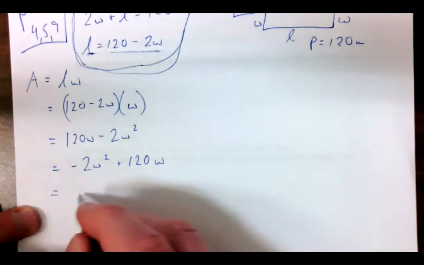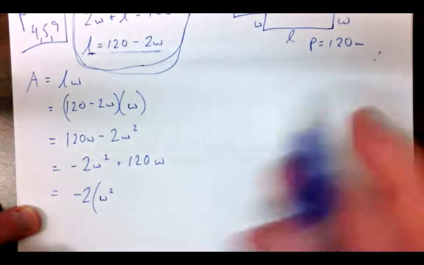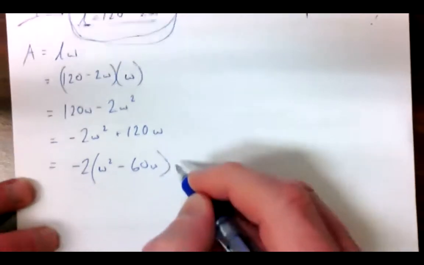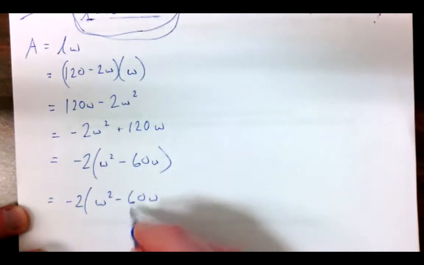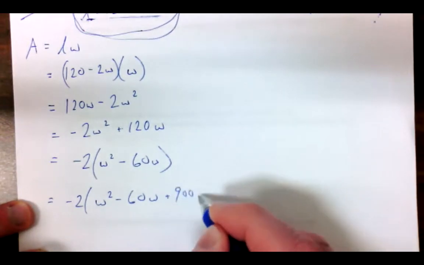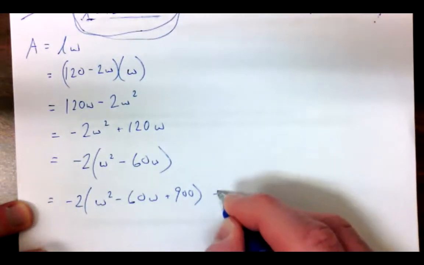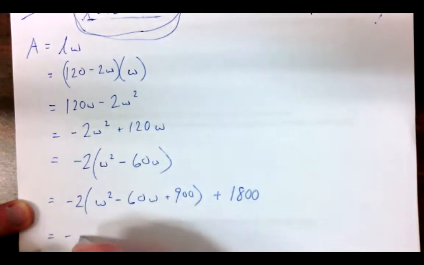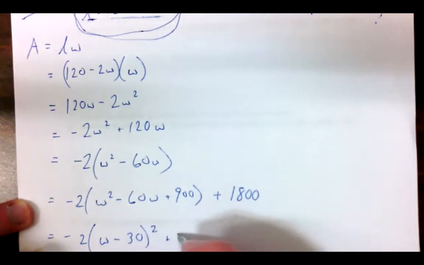Okay. So let's complete the square. Take out that negative 2. Wow, my office is a furnace all of a sudden. Negative 2W squared minus 60W. So 60 divided by 2 is 30, negative 30 squared is plus 900. We've added negative 1800 here, so we have to add 1800 to balance it. Which equals negative 2 times W minus 30 squared plus 1800.